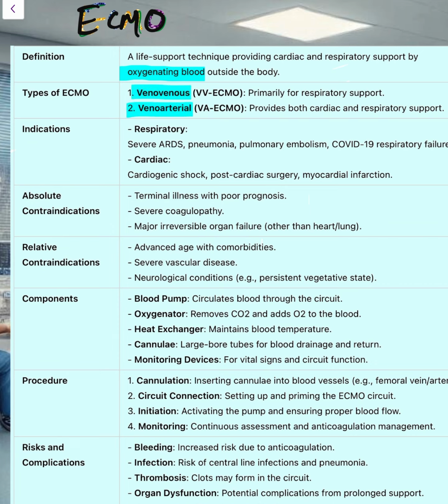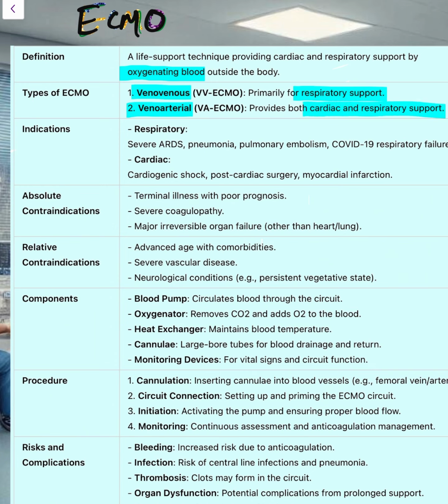Veno-venous is used primarily for respiratory support. The blood is taken from the vein, oxygenated and then given back to the vein itself. Mainly when we have to oxygenate the blood, we use veno-venous, that is respiratory support. Veno-arterial, on the other hand, we use for cardiac and respiratory support both, right?